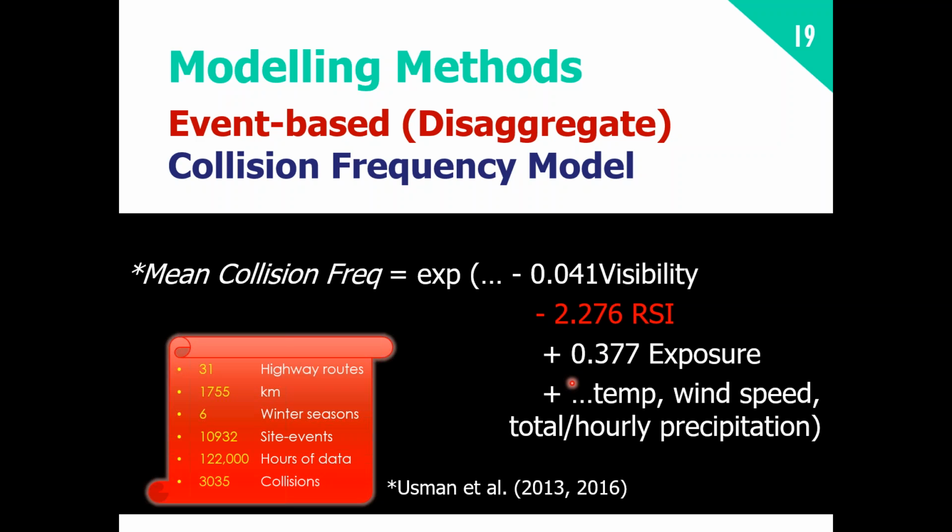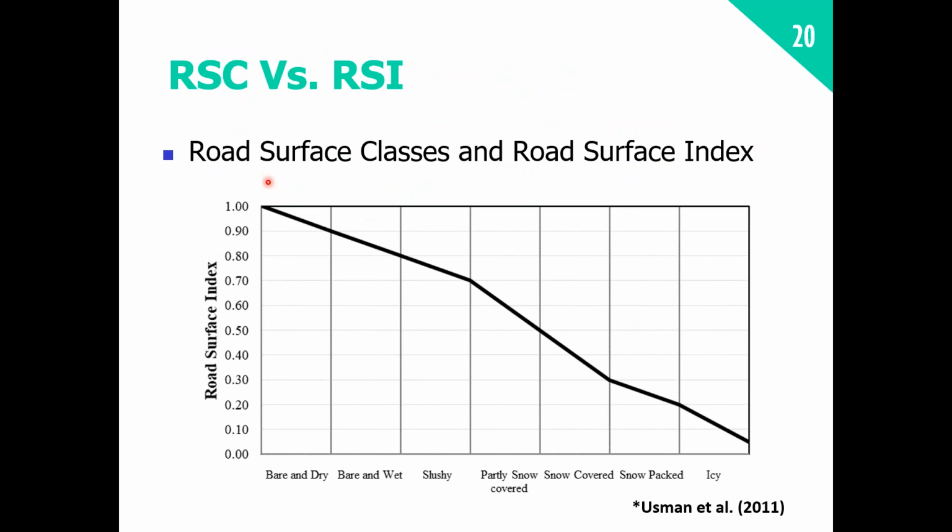As a performance indicator, our goal is to really establish a clear link between how the collision frequency is affected by the change in RSI. And here you can see that it is one of the most influencing factors, with a coefficient of -2.2. So one of the most critical parts is to make the connection between the road surface condition and how it affects winter accidents.